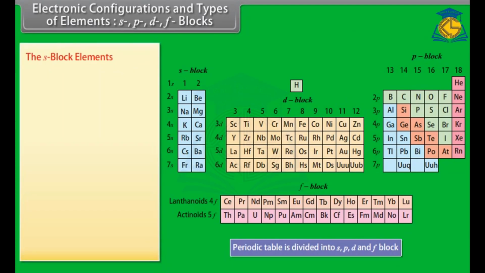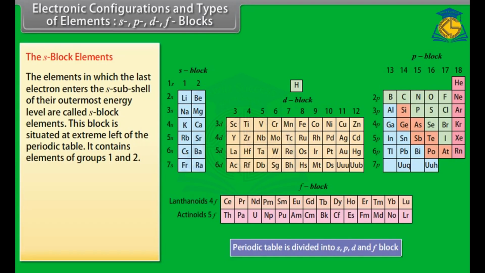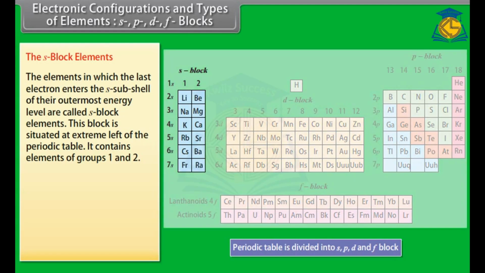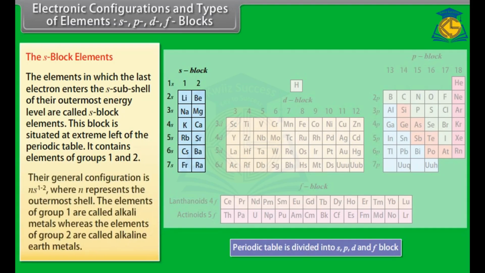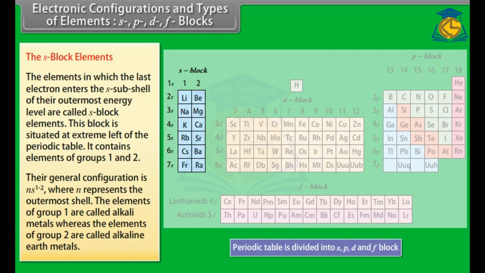The S block elements. The elements in which the last electron enters the S subshell of their outermost energy level are called S block elements. This block is situated at the extreme left of the periodic table. It contains elements of group 1 and 2. Their general configuration is ns1-2, where n represents the outermost shell. The elements of group 1 are called alkali metals, whereas the elements of group 2 are called alkaline earth metals.